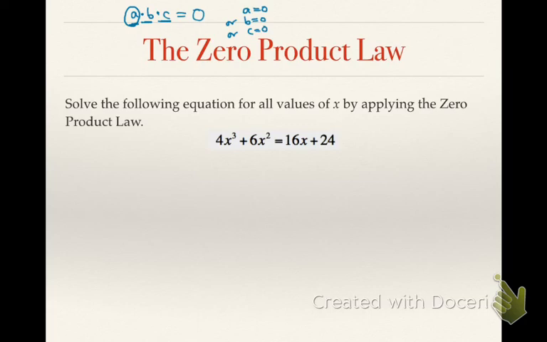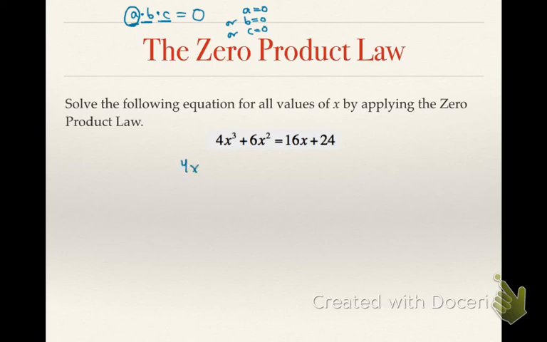But first we need to make sure it's equal to 0. So when you see an equation like this, you want to most likely keep the highest exponent term positive. Okay, that's what you want to do. So what I'm going to do is bring the 16x and the 24 over to the left side. I'm going to do that by subtracting from both sides.